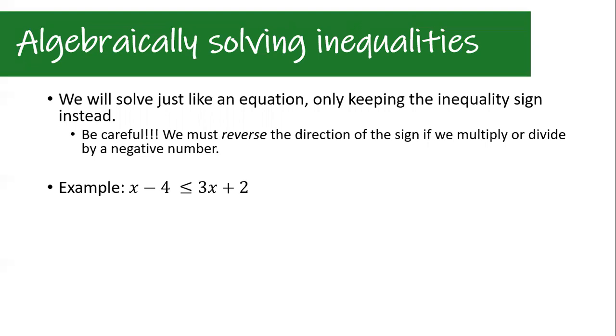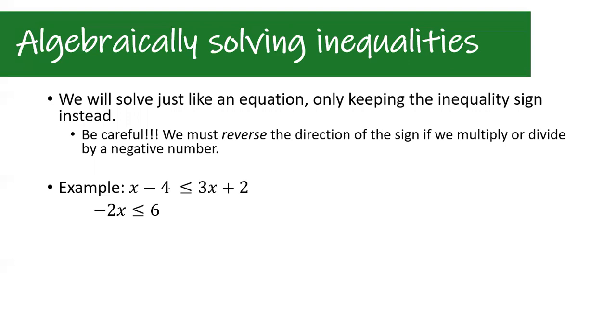Let's say that we have x minus 4 is less than or equal to 3x plus 2. We need to solve for x, so we need to get all the x's on one side and all of the whole numbers on another side. If we bring that 3x over and we bring the 4 to the other side, we're left with -2x is less than or equal to 6.